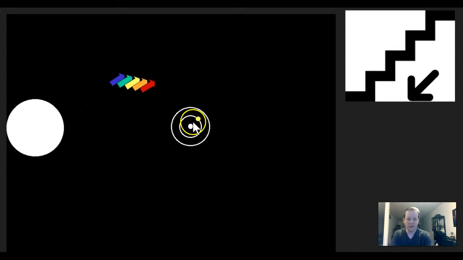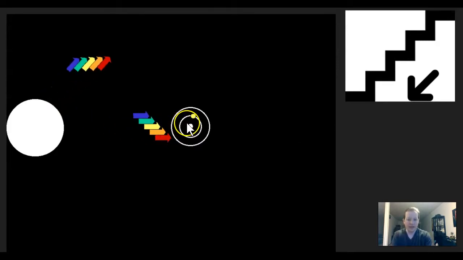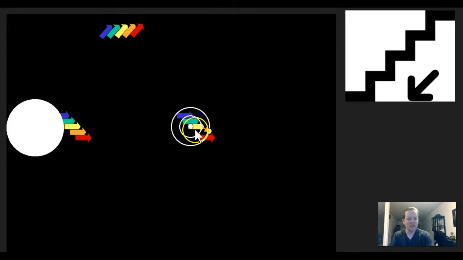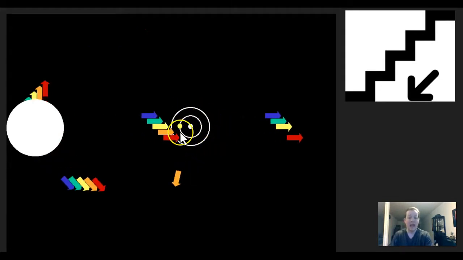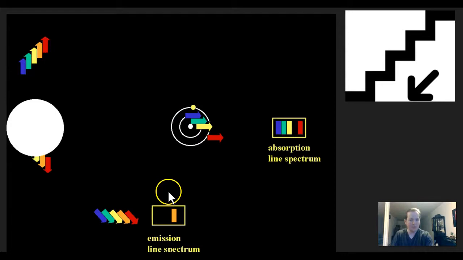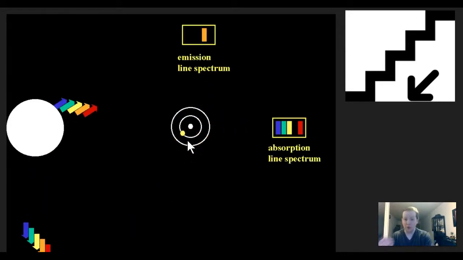Let's watch again. So here are the electrons right here. It's on like the 1st floor. It's going to absorb orange light. And that light energy is enough to jump it up to the 2nd energy level. And then, did you see it drop back down? When it dropped back down, it emitted orange light again.